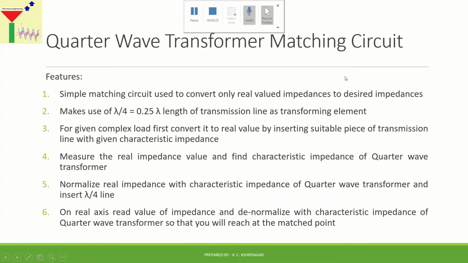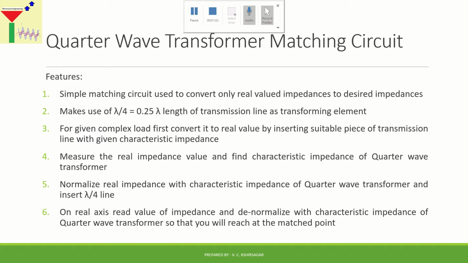The quarter wave transformer matching circuit is especially used when we want to match real valued impedance to a given transmission line with specific characteristic impedance. So here, first of all, we will see what this quarter wave transformer matching circuit is and its features, and then we will see a simple procedure to implement it. And then, for example, we will solve one exercise based on quarter wave transformer impedance matching.